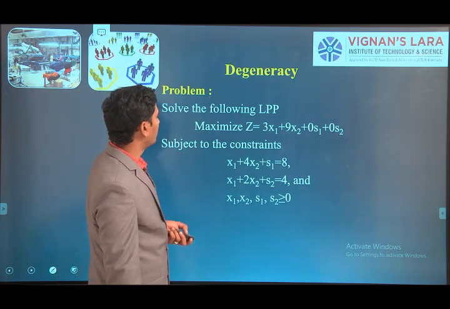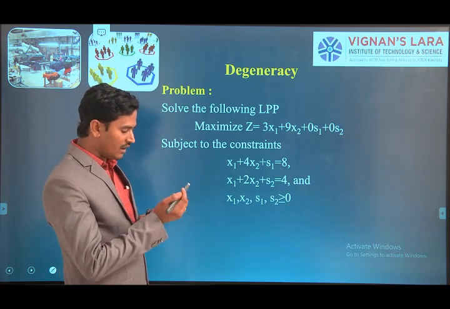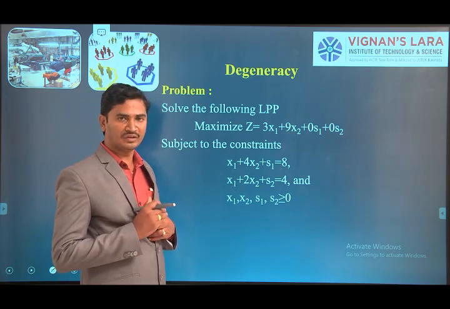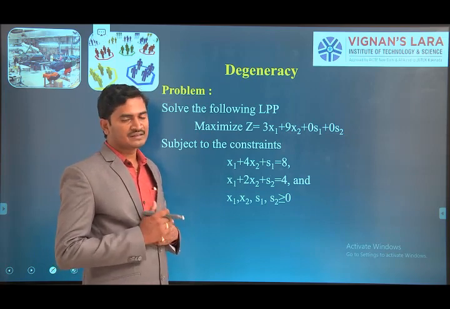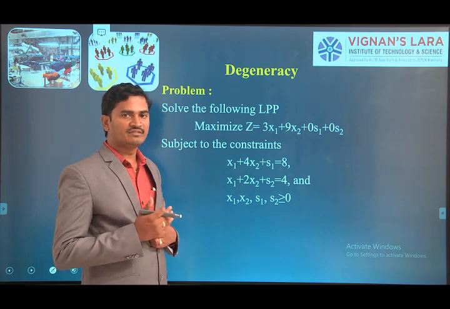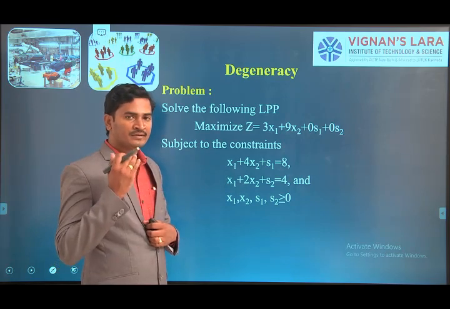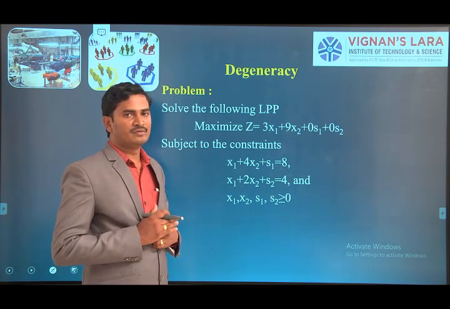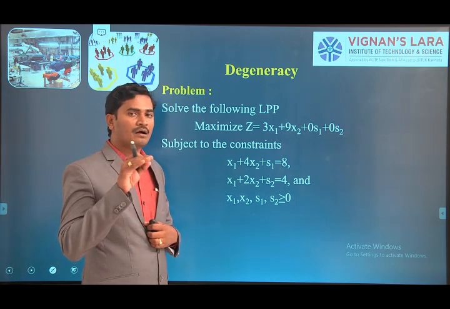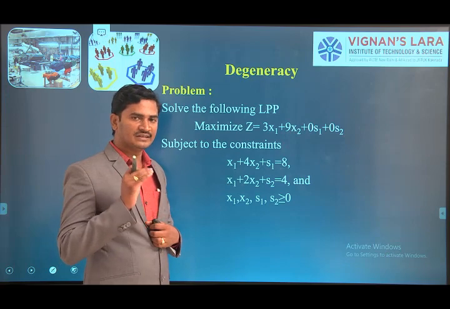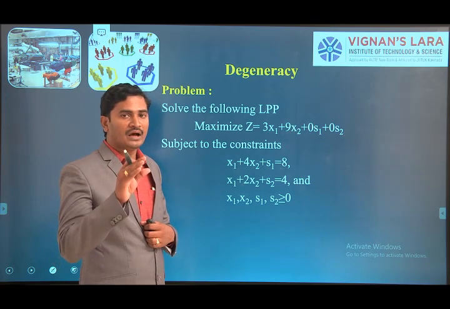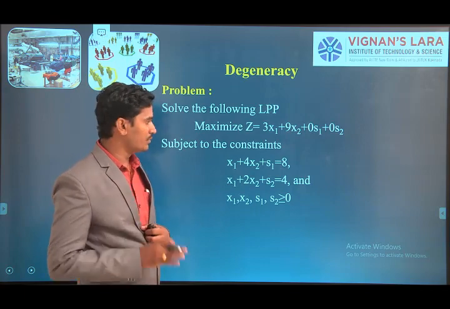Okay, coming to the solution. What is the rule? After checking the standard form, we have to convert the inequalities into equalities by adding slack variables, surplus variables and artificial variables. If the constraint is less than or equal to type, we simply take slack variables. If the constraint is greater than or equal to type, we take surplus variables and artificial variables. If the constraint is equality type, we take only artificial variables.